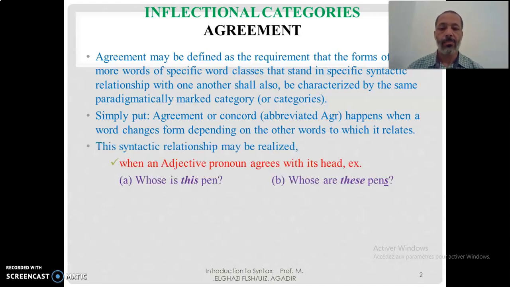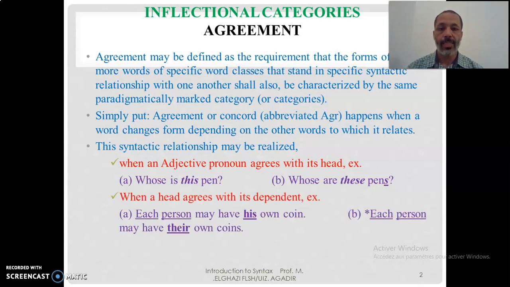This syntactic relationship may be realized when an adjective pronoun, for example, agrees with its head noun. As you can see in the examples below, A: whose is this pen? So this is an adjective pronoun, a demonstrative pronoun. It is singular because the head noun, pen, is singular. In the example in B, whose are these pens? So the demonstrative pronoun becomes these, plural, because the noun, which is the head, is plural.